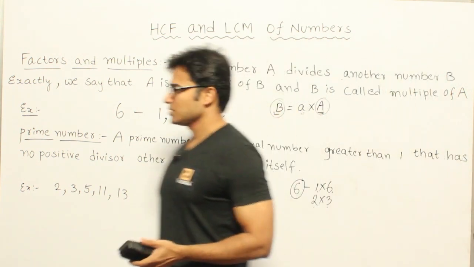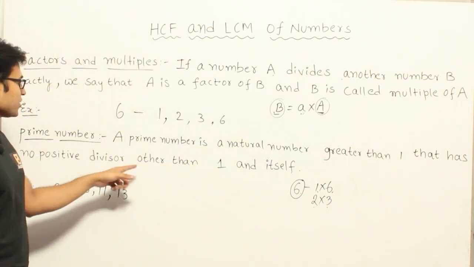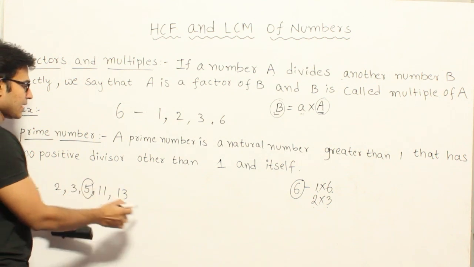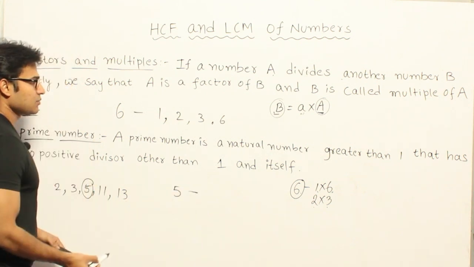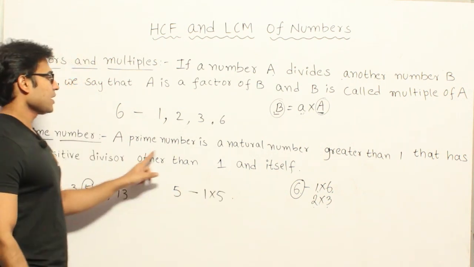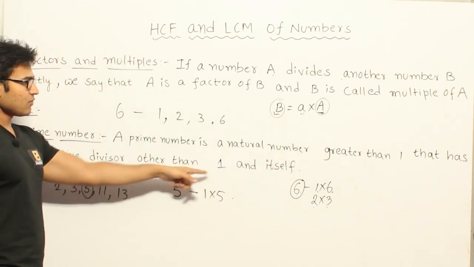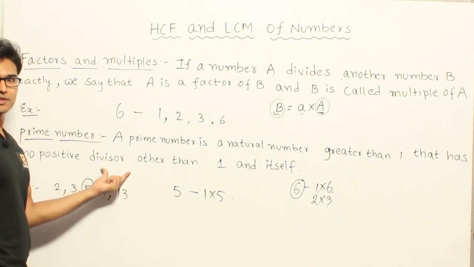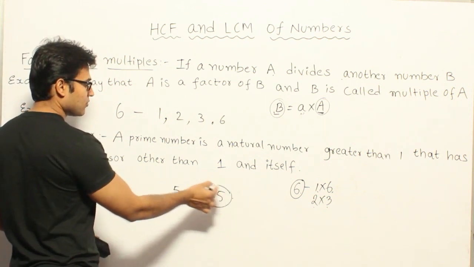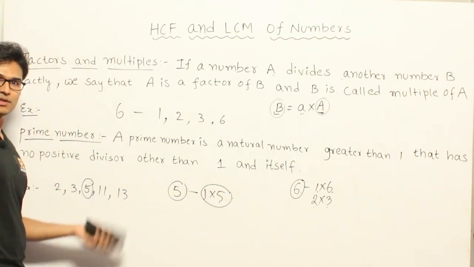Okay. Next one is prime number. A prime number is a natural number greater than 1 that has no positive divisors other than 1 and itself, which means if you take any prime number, let's say 5, the only factors possible should be 1 and itself. Divisor is nothing but factor. Divisor or factor, all are the same. So if the only factors available for this number are 1 and itself, and you cannot write it as a product of any other two numbers, then you can say that it is a prime number.